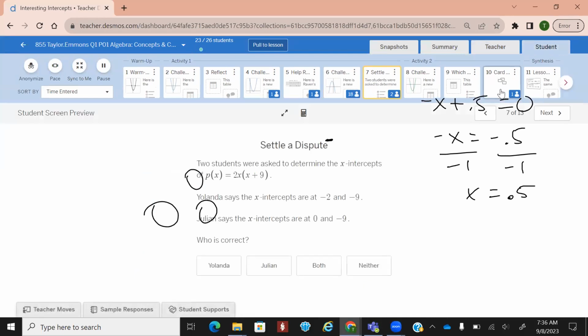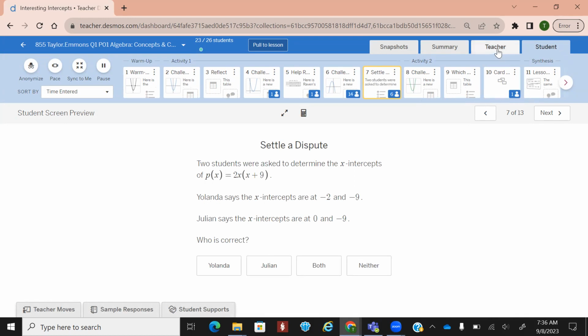How did you get the y-intercept? I plugged in 0 into the equation, and that gave me my y-intercept.